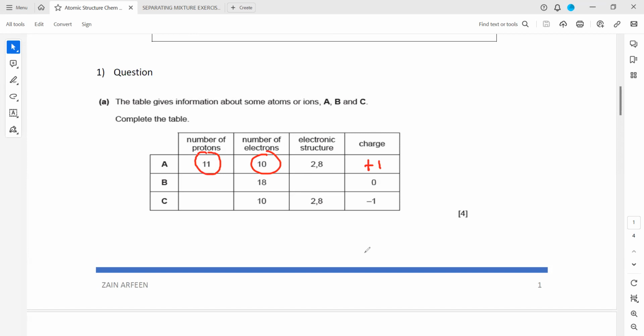Then because it does not have any charge here, it's neutral. If it is neutral, it should have an equal number of protons and electrons. So if there are 18 electrons, there should be 18 protons. And what is the electronic structure for 18? First shell will have 2, not 8. The second shell will have 8 and the third shell also 8. That's how the 18 electrons will be arranged.